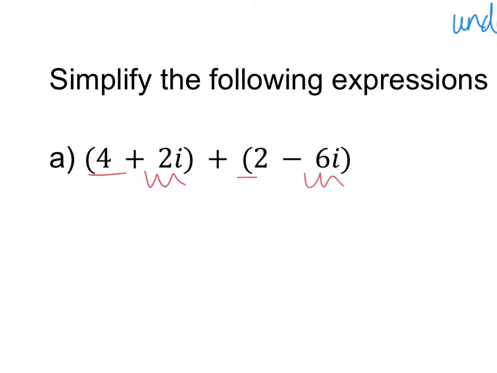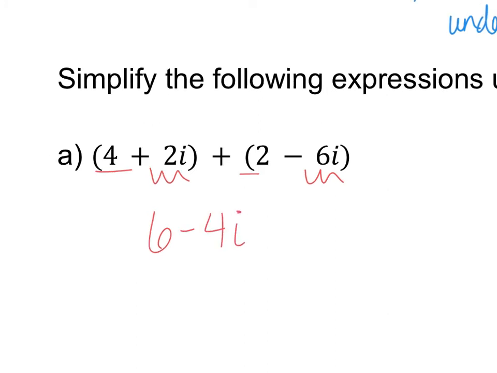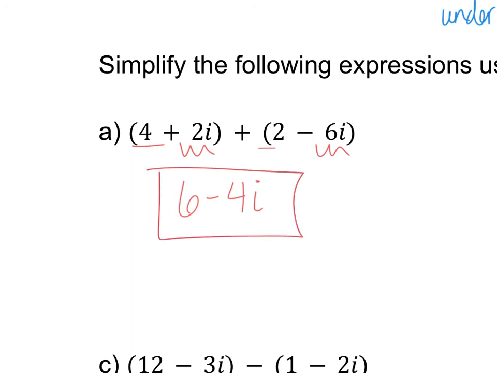So I have 4 plus 2, that's going to give me 6. And then positive 2i plus negative 6i would give me negative 4i. You treat it just like a variable. And this is your answer. Notice you always write the real number first and then the imaginary number second. Kind of like whenever we did that with square roots.